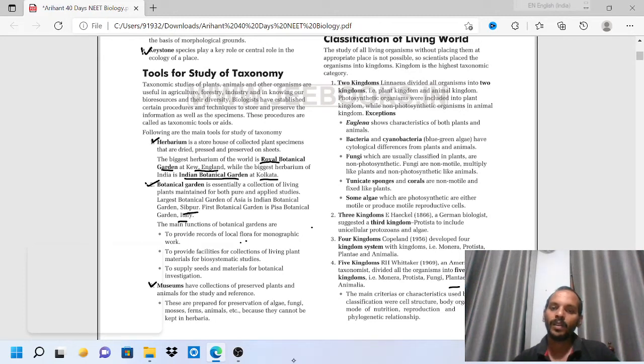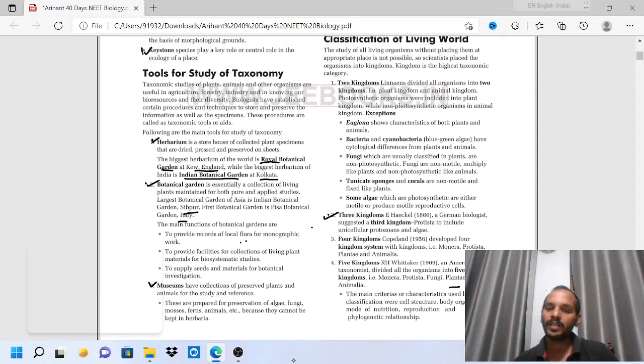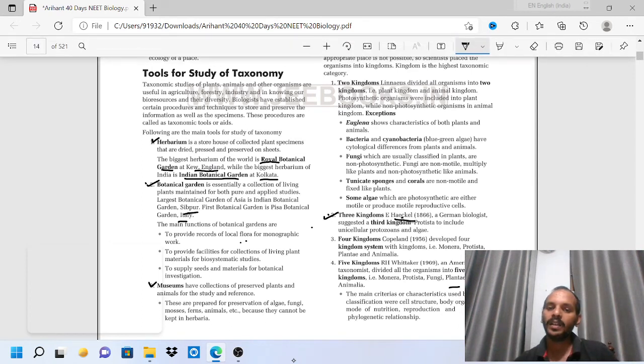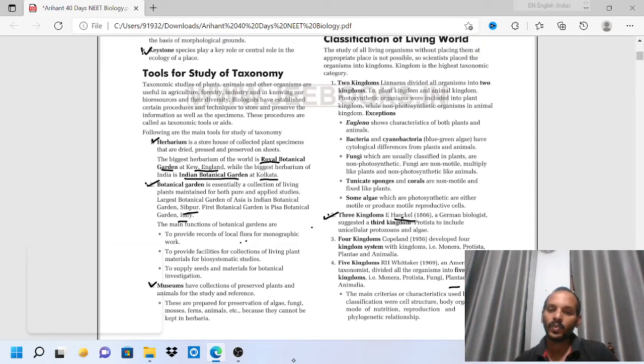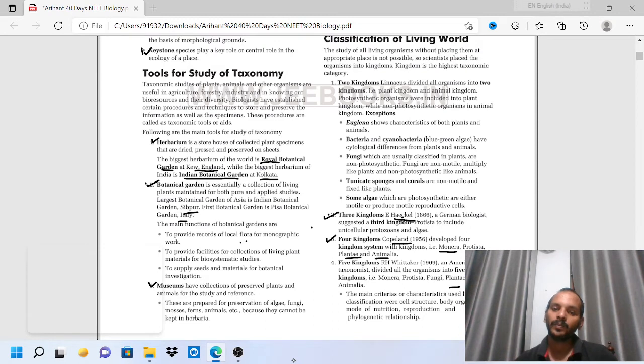Now, the three kingdom classification is by E. Haeckel in 1866. So he divided into three kingdoms. Next is the four kingdom classification. It is by Copeland in 1956. Four kingdom classification: Monera, Protista, Plantae, and Animalia. After that, the five kingdom classification.